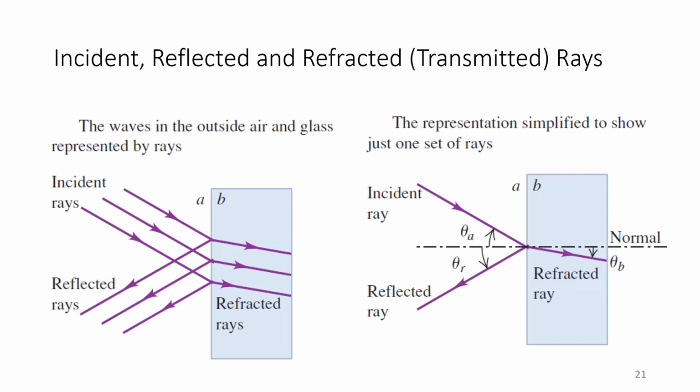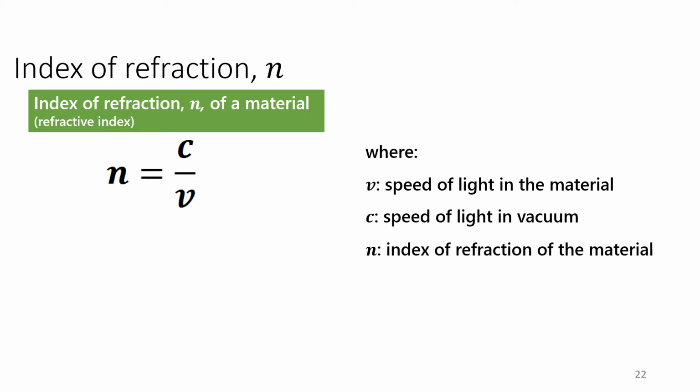These angles are measured from the line segment perpendicular to the boundary, which we will call the normal to the surface. This normal line also lies in the plane of incidence. How these light rays propagate is dictated by the material properties of the media in which they travel. Recall that electromagnetic waves travel at different speeds for various materials.